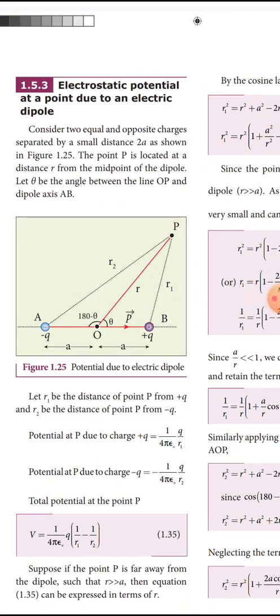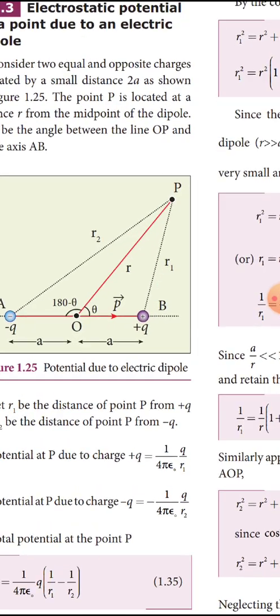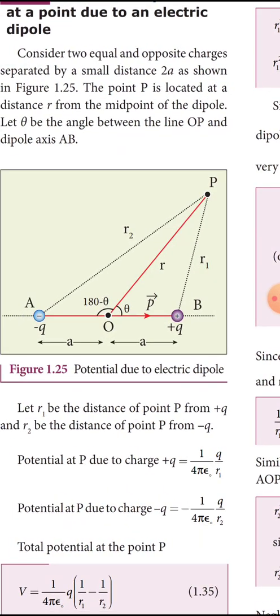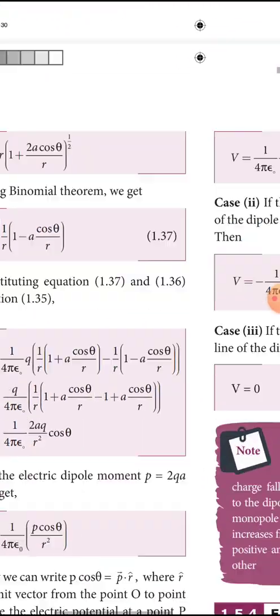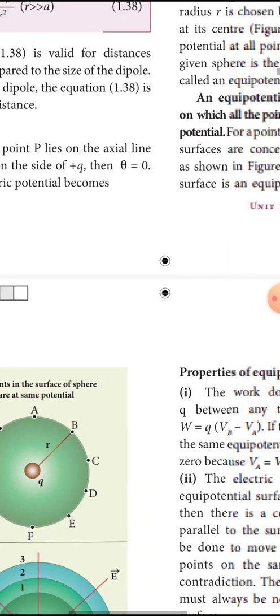So this is electric potential at a point due to an electric dipole. Here you have two charges, minus Q and plus Q, A and B, and you are finding out what is the electric potential at a particular point P, and you are deriving the equation. This is also a 5-mark question.